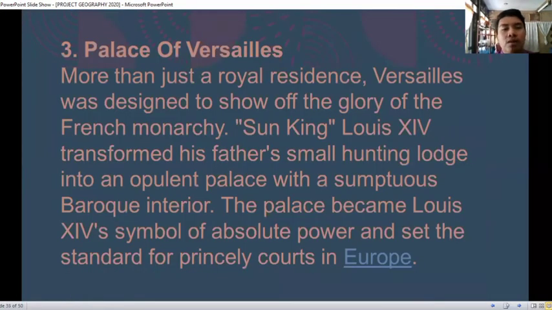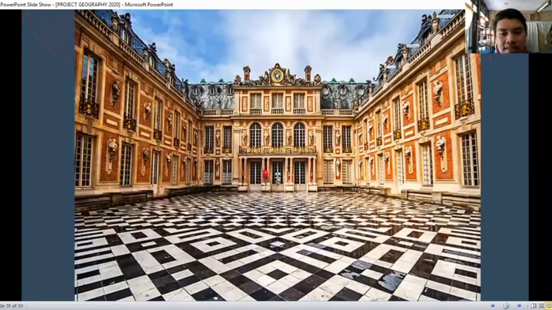Next, we have the Palace of Versailles. More than just a royal residence, Versailles was designed to show off the glory of the French monarchy. Son King Louis transformed his father's small hunting lodge into an opulent palace with a sumptuous Baroque interior. The palace became a symbol of absolute power and set the standard of princely courts in Europe. Next is the image of the palace. You can see there.